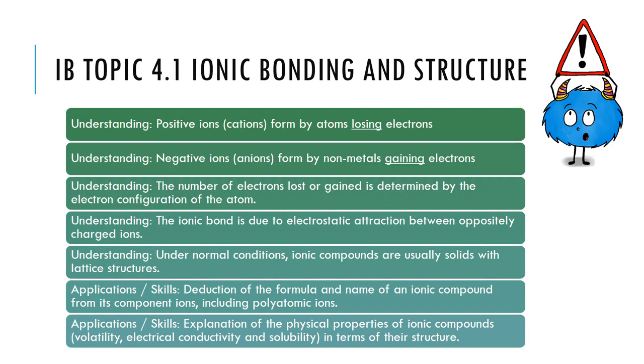In topic 4.1, we're concentrating on ionic bonding and structure. Much like with metals, we need to be able to relate the structure back to the type of bonding that we see. These are the key understandings that we need to know. Positive ions, which we call cations, are formed by atoms losing electrons. Negative ions, which we call anions, are formed by nonmetals gaining electrons. The number of electrons lost or gained is determined by the electron configuration of the atom, and we can in particular relate this back to the subshell notation that we did in atomic structure.